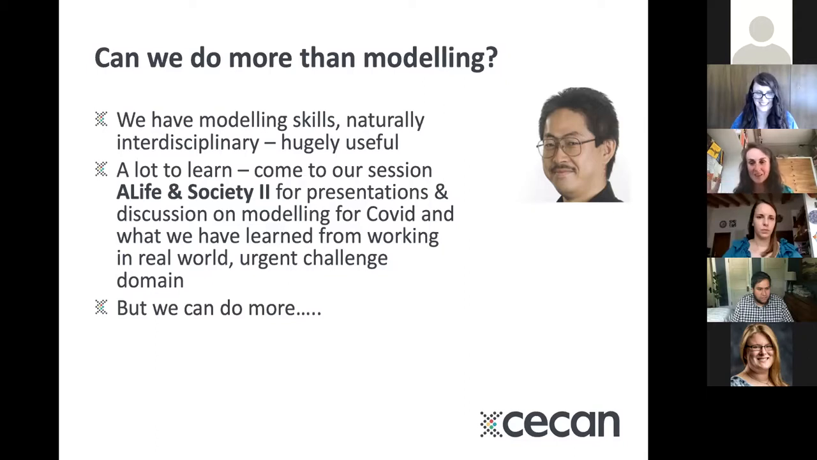So I encourage you all to come to our session, A-Life and Society 2. Come to all of our sessions, but A-Life and Society 2 tomorrow will be looking specifically at people who have worked on COVID modelling during the last year or so, and the lessons that we've learned about real world modelling for urgent societal challenges. So there's a lot for us to pull from there.